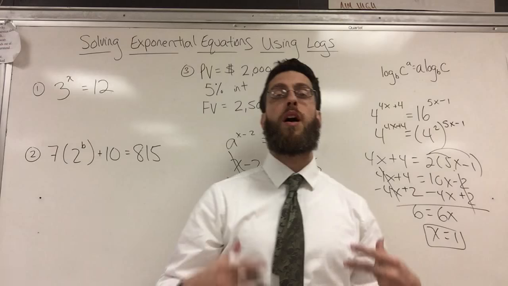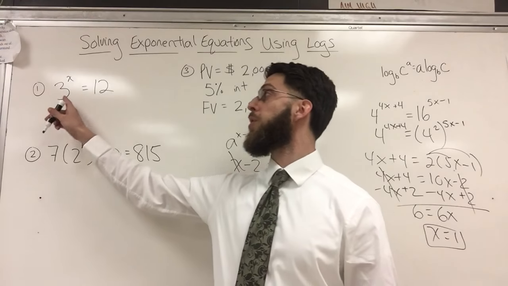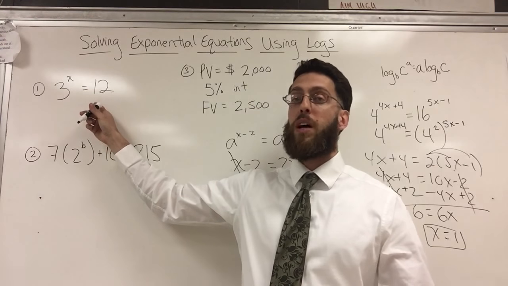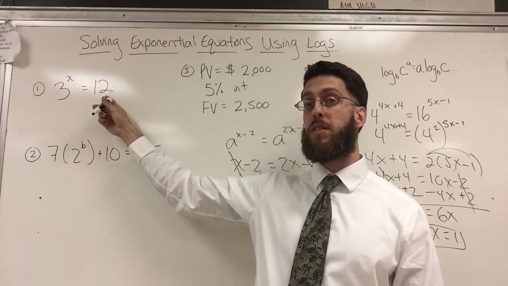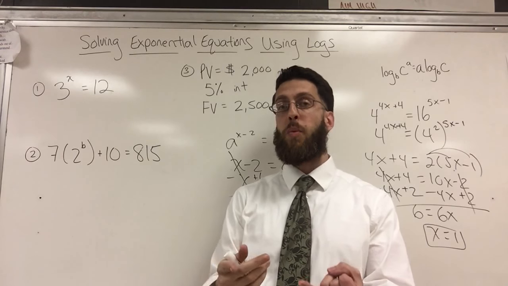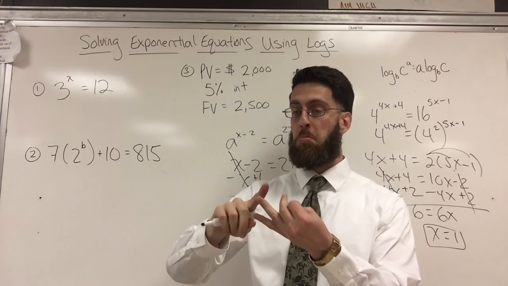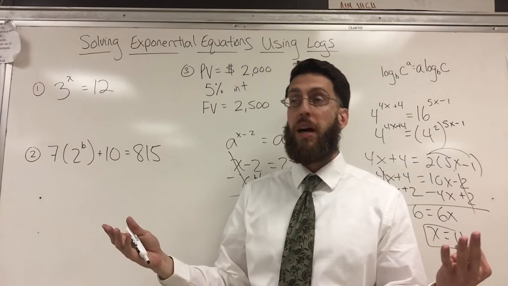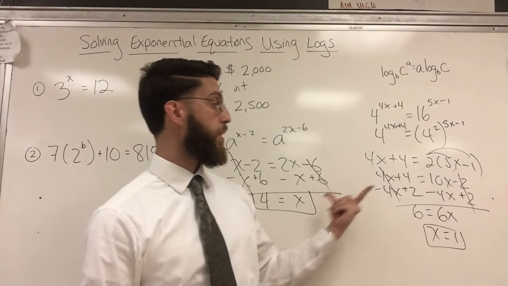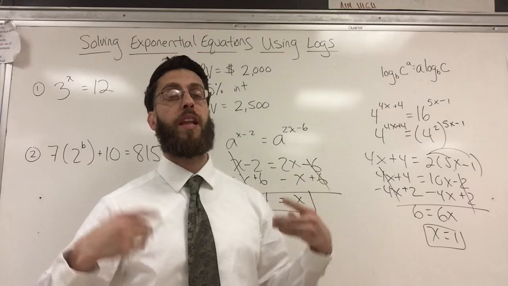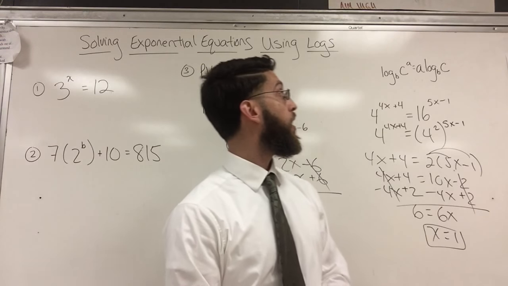Those are simple. I don't need logarithms. But here, 3 to the what gives me 12? I don't know. Can I rewrite 12 with a base of 3? I can't, because I know my powers of 3: 3, 9, 27. I'm already past 12. So I can't use this basic stuff over here. That's where logarithms come into play.